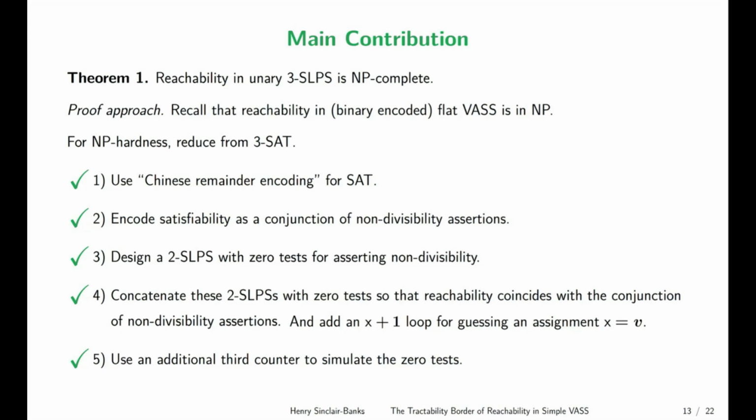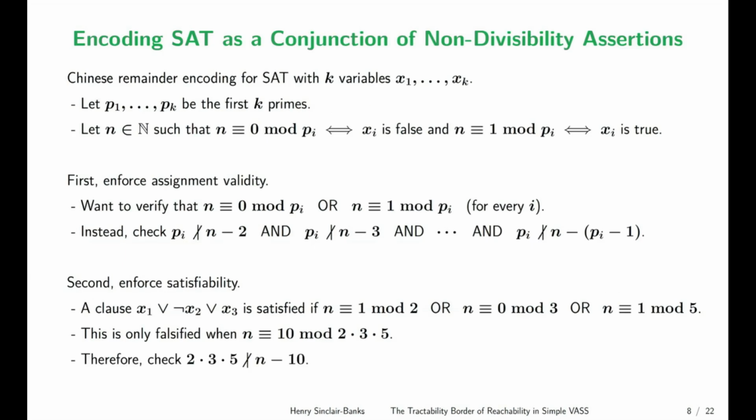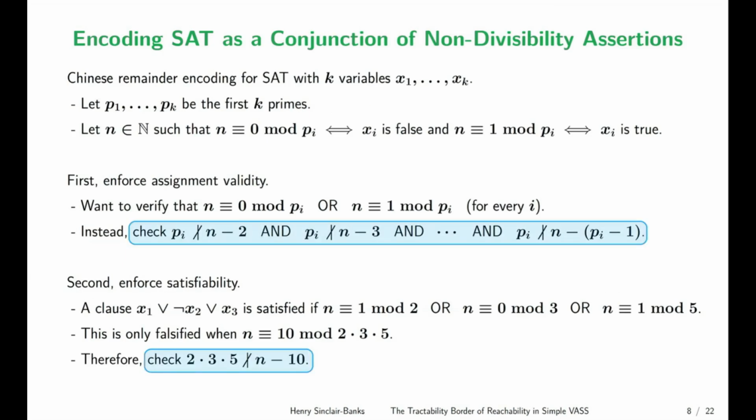Yes. You're dividing by relatively large numbers. Not true. Right, good question. Good observation. So these are the non-divisibility assertions. The kth prime is something like k log k. Here you're doing non-divisibility against up to the kth prime. Here you're doing non-divisibility up to a product of 3 primes, something like k cubed log k.